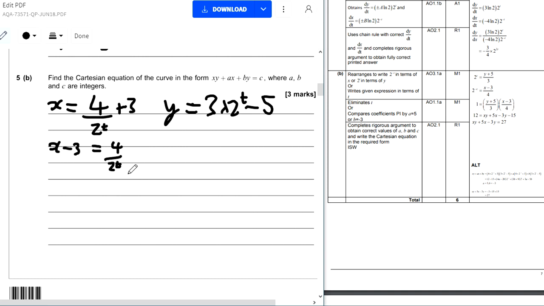And then a cool trick that I use quite often: if you have something equal to something over something else, and you're trying to make the denominator the subject, you can just literally swap these.